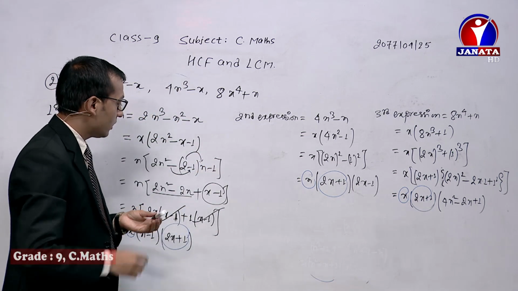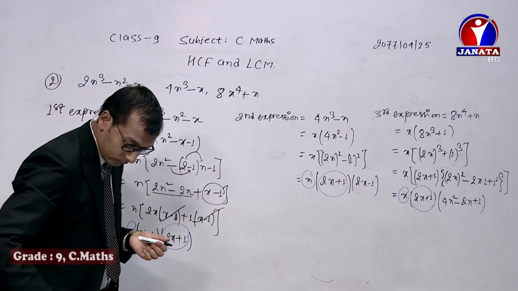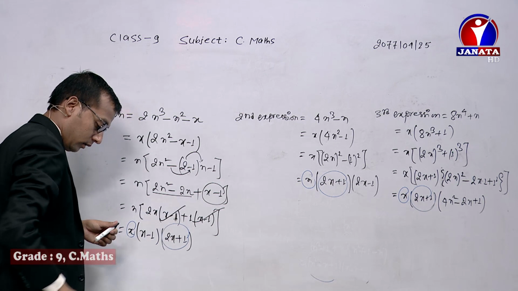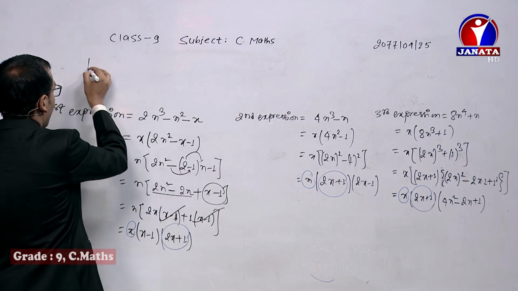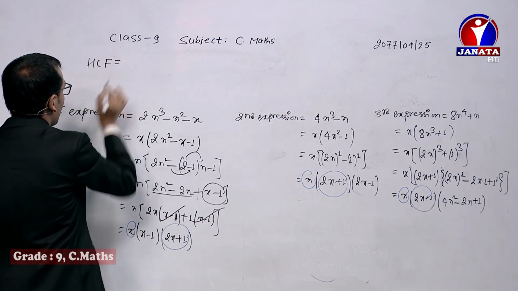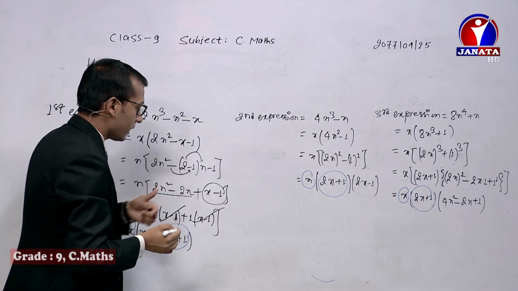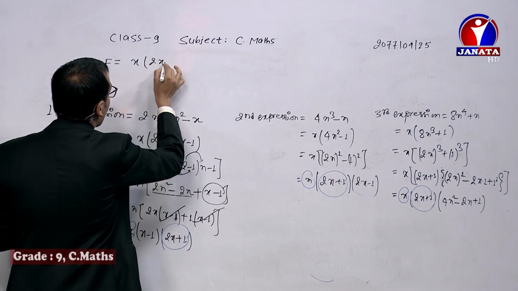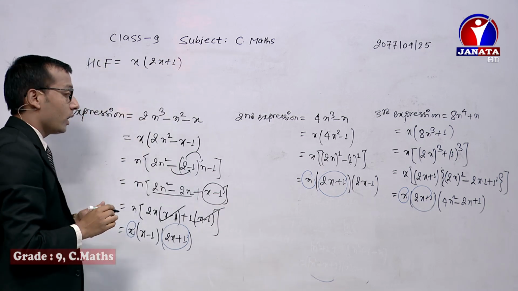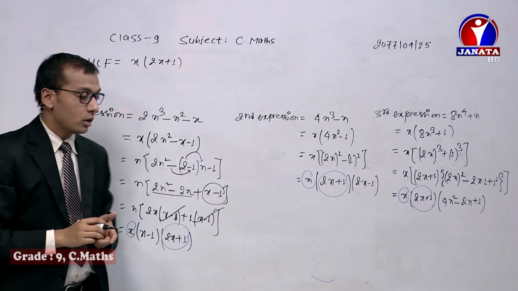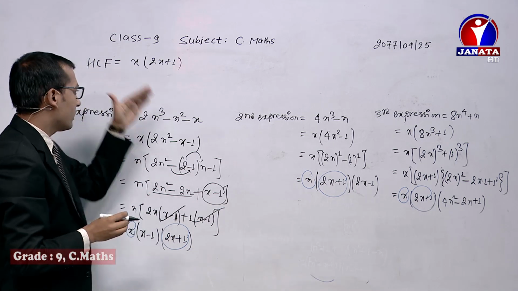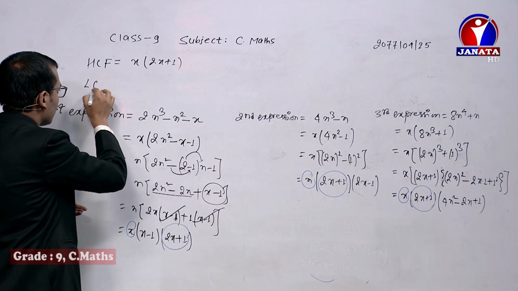So what is HCF? HCF is the common factors from all the expressions. So the common factors are x and 2x plus 1. So we simply multiply common factors for HCF. Now LCM.